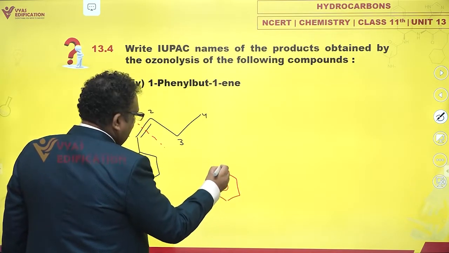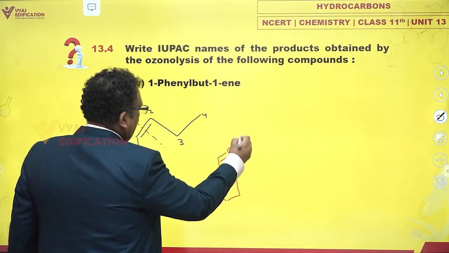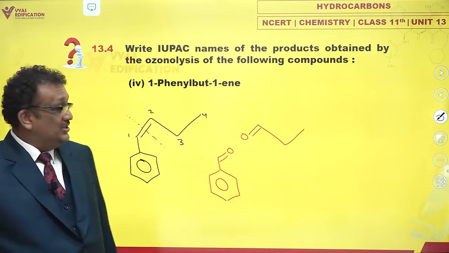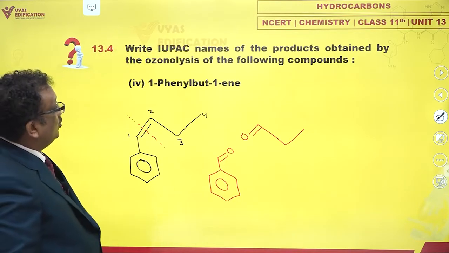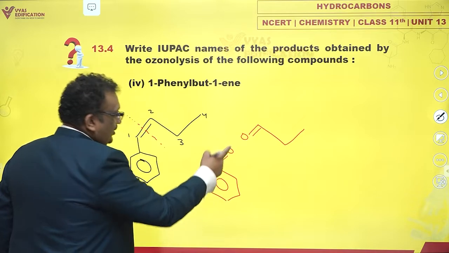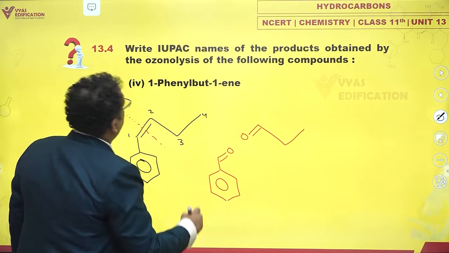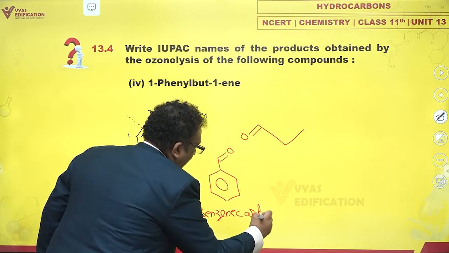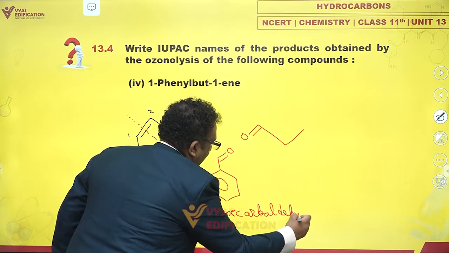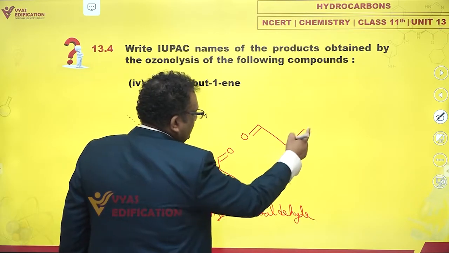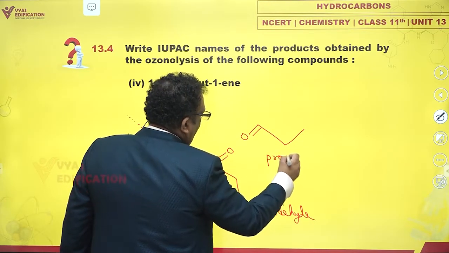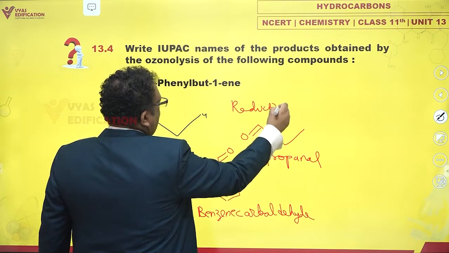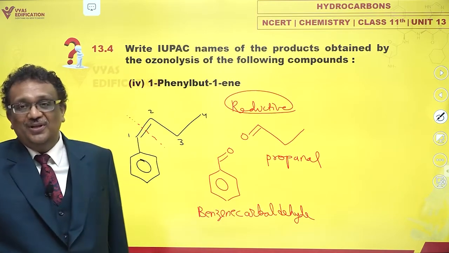Well, this is what we get, my dears. This, of course, is a product of reductive ozonolysis. This is benzaldehyde, or the IUPAC name would be benzene carbaldehyde. And this, of course, is 1, 2, 3. So this is propanal. Of course, these are the products of reductive ozonolysis.